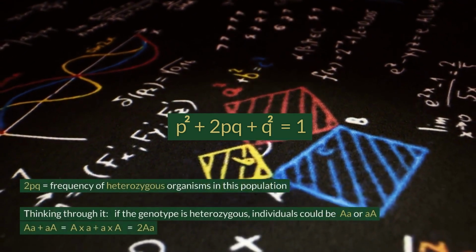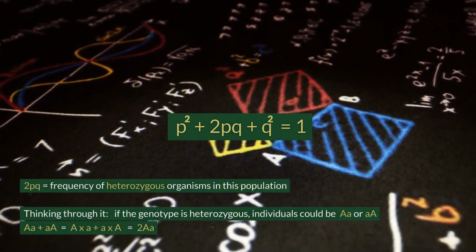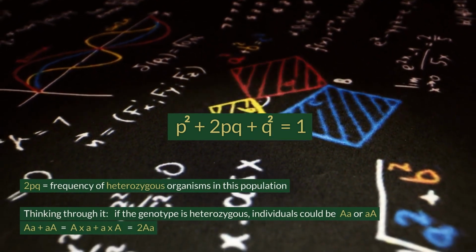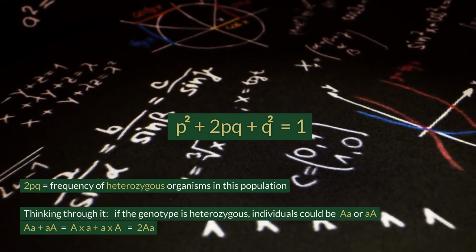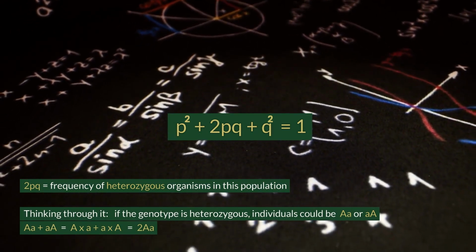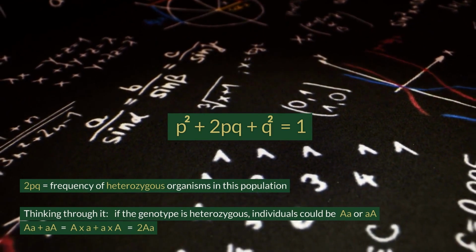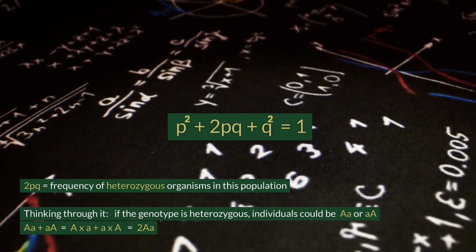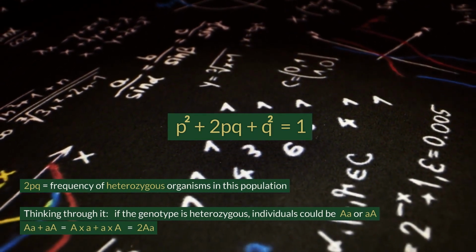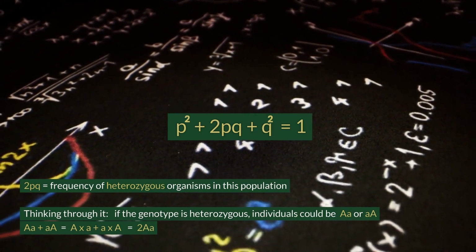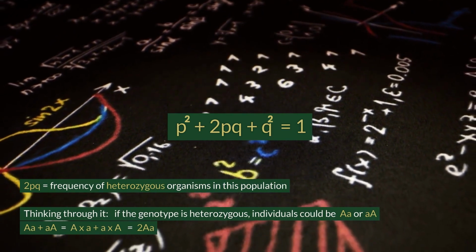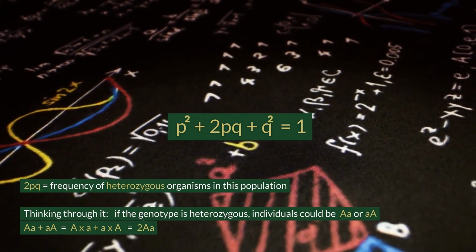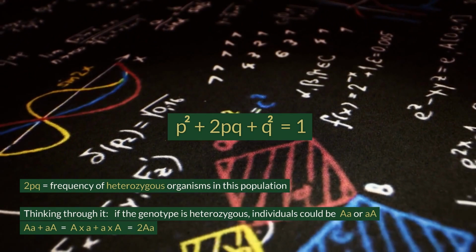Then we have 2pq, which represents the frequency of our heterozygous organisms in the population. And again, thinking through it, if the genotype is heterozygous, individuals could be either big A little a or little a big A, right? And big A little a plus little a big A, well, that's equal to big A times little a plus little a times big A, or 2 big A little a, or 2pq, okay?